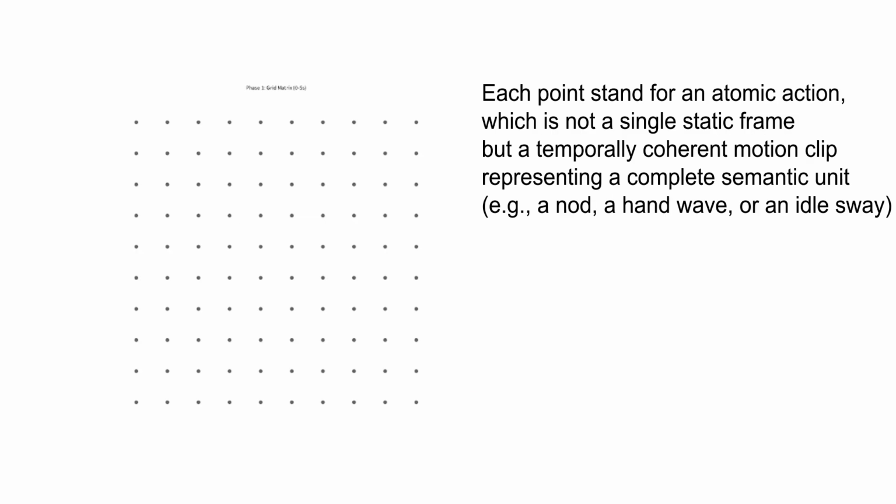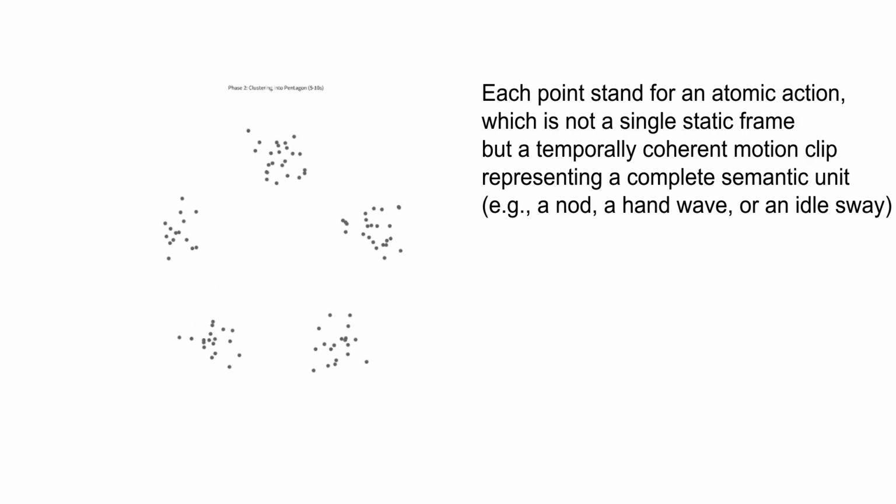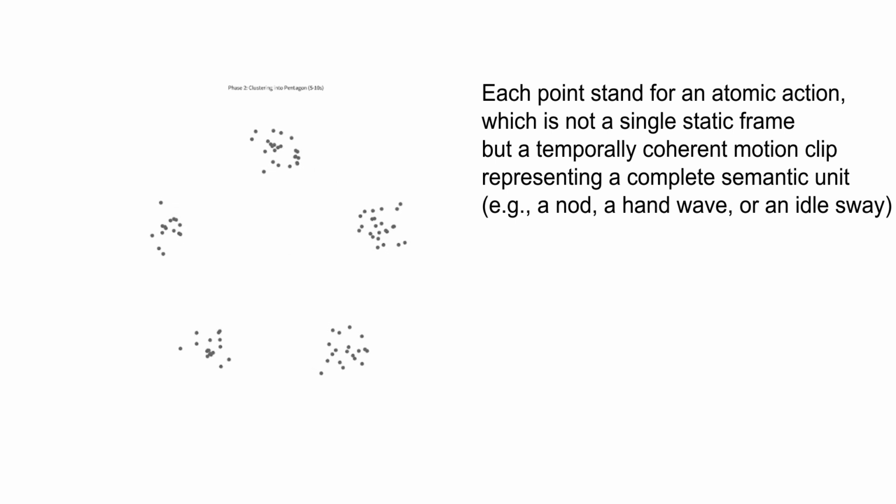Now let us look at how the atomic action graph is built. Each gray dot is an atomic action, not a single frame, but a short motion clip that represents one complete gesture, like a nod or a wave. Each clip lasts about 1 to 3 seconds. Actions in the same cluster have similar meaning. This is semantic partitioning. We extract text descriptions for each action, turn them into vectors, and run k-means to get clusters. This reduces the search complexity, making retrieval much faster.